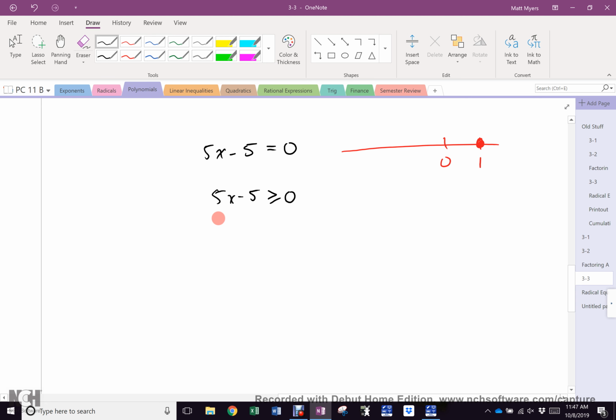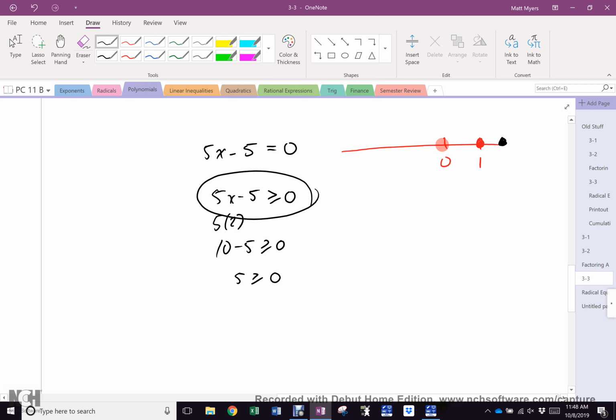Because what if I used 2? What is 5 times 2? 10 minus 5 greater than or equal to 0. What's 10 minus 5? 5. Is 5 greater than or equal to 0? So that means 2 is another answer. What about 3? What about 4? How long will that continue? Forever, because there is an infinite amount of answers to this question.